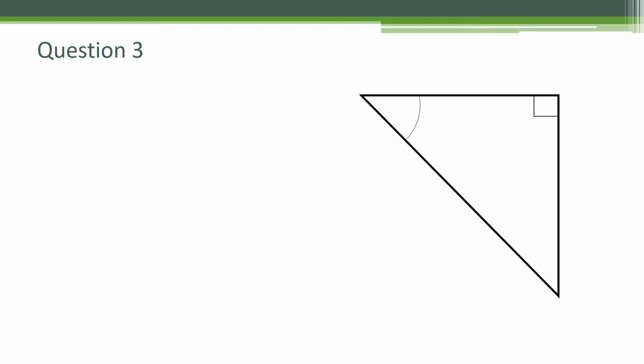Okay, question 3. Let's say this one is 53 degrees. Let's say we're going to try to find this one. And this side is 56 centimeters. Okay, so again, before I start, my calculator's in degrees. I write down sohcahtoa.